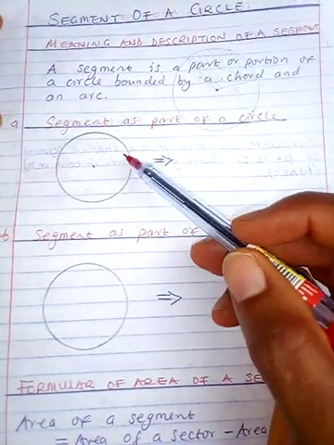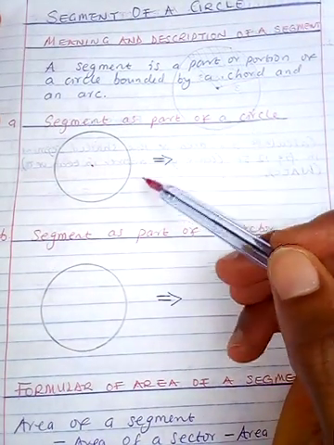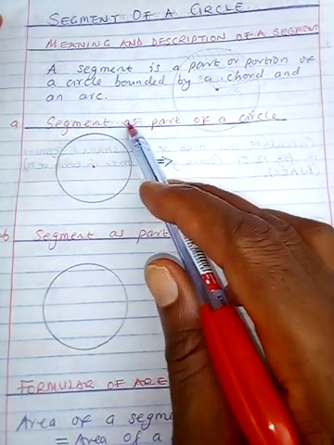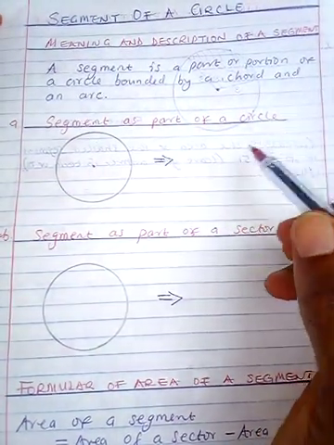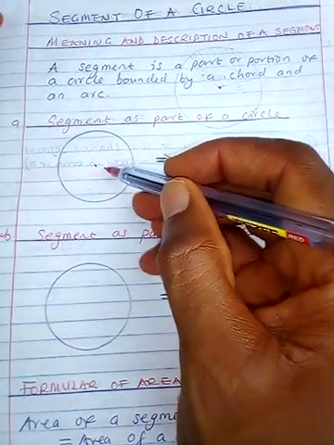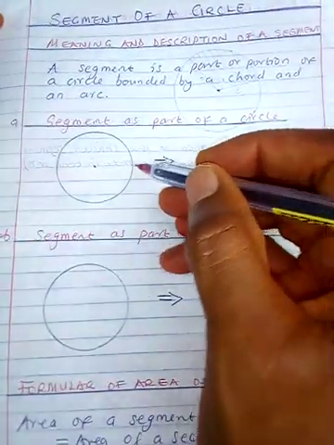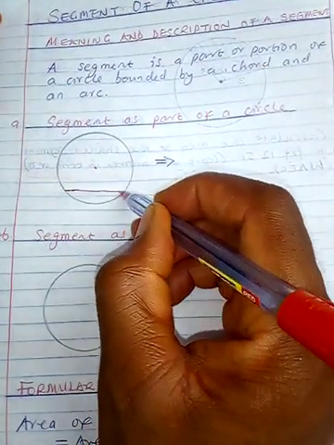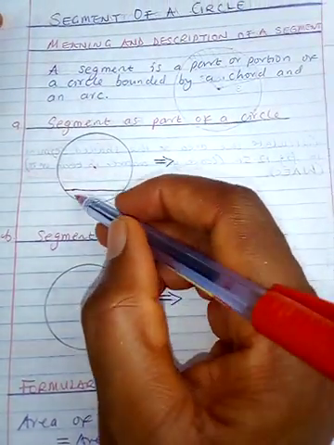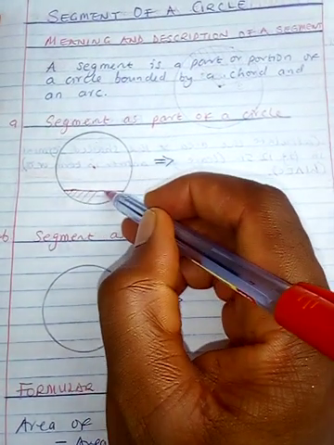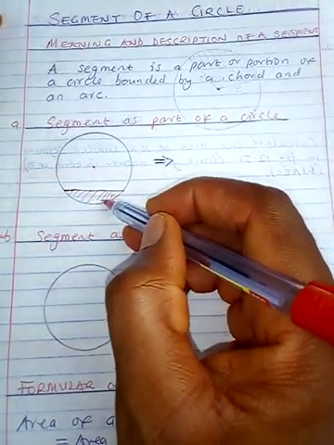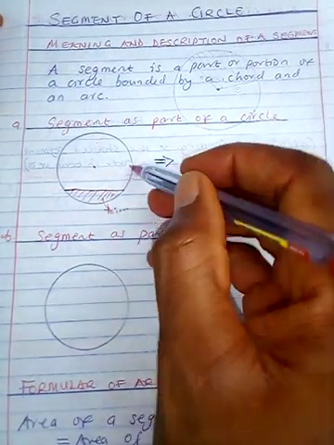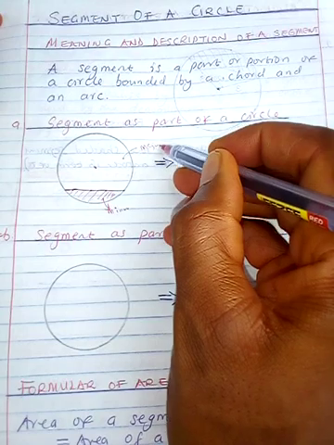Now, a segment can be found as part of a circle, and also we have segment as part of a sector. So first of all, let's start by talking about segment as part of a circle. Here we have a circle, and if we have a chord that divides this circle like this, the shape that we are having here is known as the segment. So here we have the minor segment, and then this is the major segment.